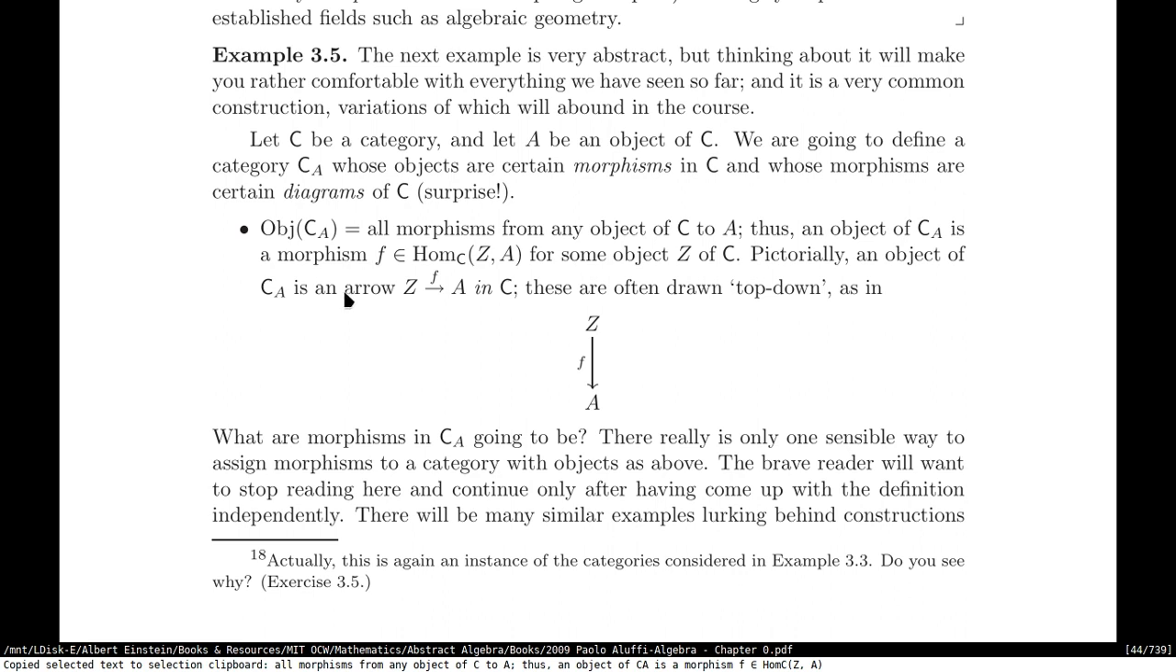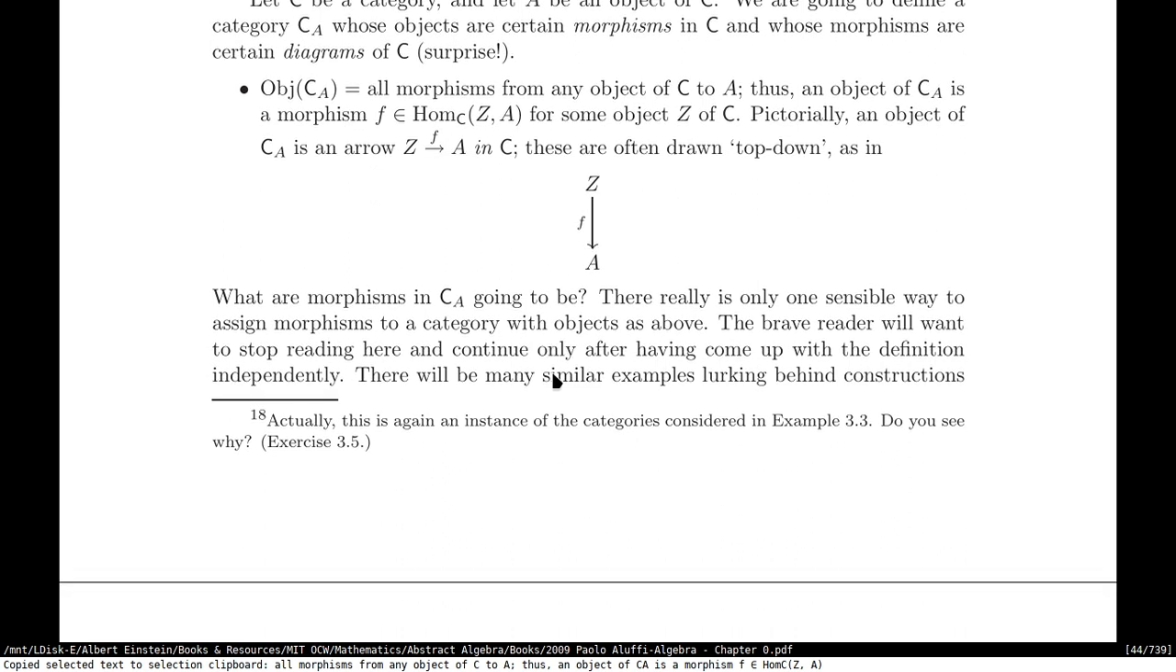And you can pictorially represent this in this manner. You have Z and an arrow to A, and that arrow is represented with F. Right. So those are the objects of the category. Now we consider what the morphisms of this category are. And they say that there is actually only one sensible way to assign morphisms to objects of this kind. And if you want to think about this, let's try to think about this before we move on, actually.